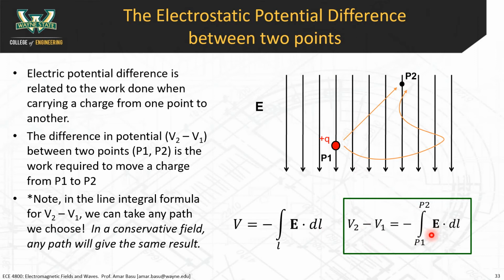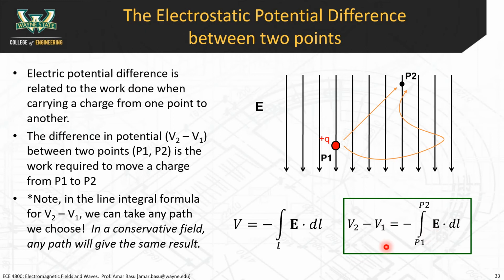Conservative fields can be expressed as the gradient of a scalar potential. That's one of the definitions of conservative fields that we found in the vector math module, so you can go back and check that out if you'd like. But because it's conservative, this path independence holds true. So keep that in mind.